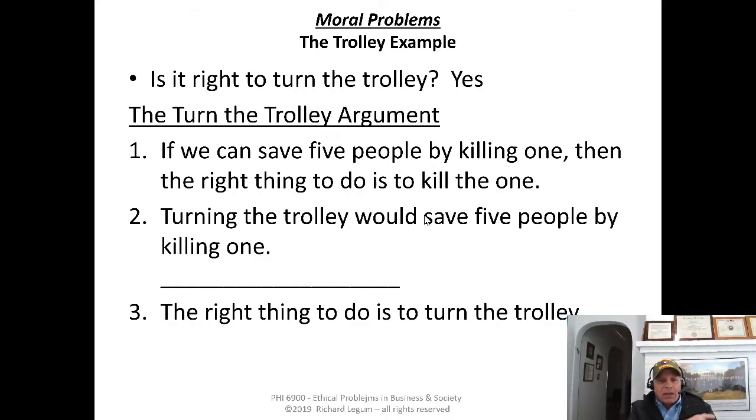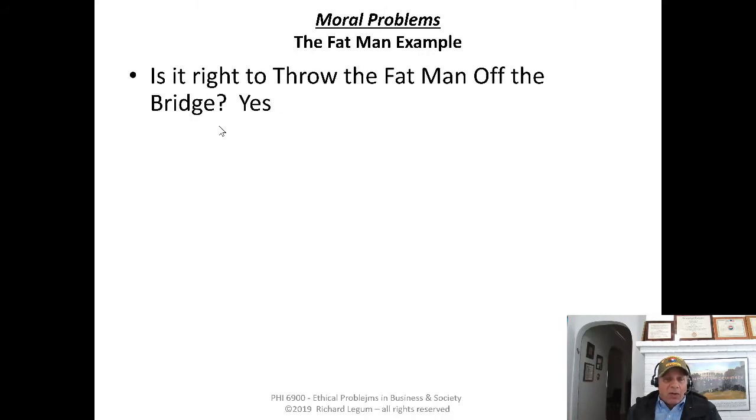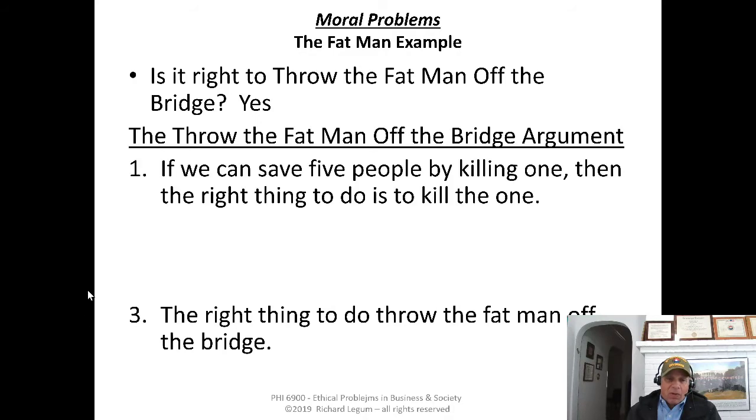And then we looked at it. The argument was valid. But what we were worried about is, why should we think that first premise is true? And it was especially odd in light of the fact that when we went to the second trolley example, the fat man example, it turns out that if we use that very same moral principle, people said it's right to push the fat man. Let me just flip forward to that one. Is it right to throw the fat man off the bridge? Yes, which was the minority opinion in that example, and the argument was that the right thing to do is throw the fat man off the bridge.